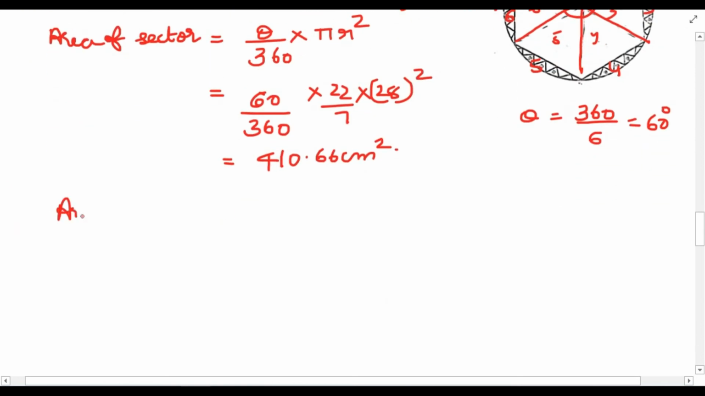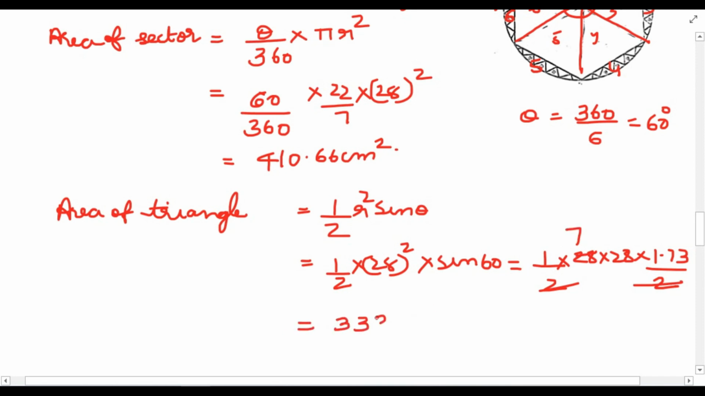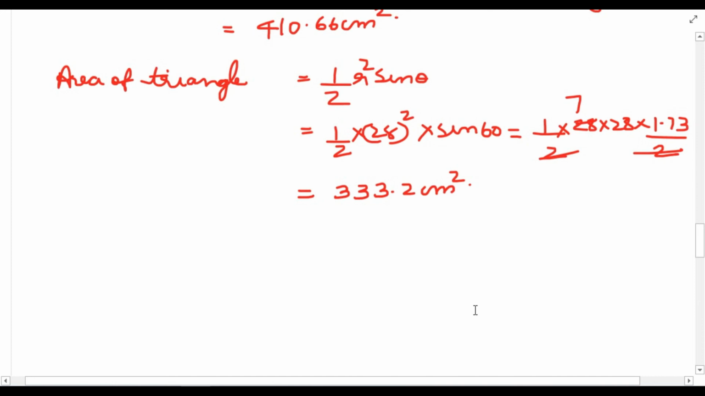Next, we will find the area of the triangle. Area of triangle is equal to half r square sine theta. Here theta is 60 degree, r square is 28 the whole square, sine 60, and we know sine 60 is root 3 by 2. So 28 into 28 into root 3, root 3 is 1.73, divided by 2. You can cancel this, and when you find out, the answer will be 333.2 centimeter square.